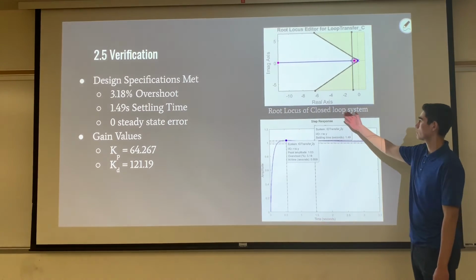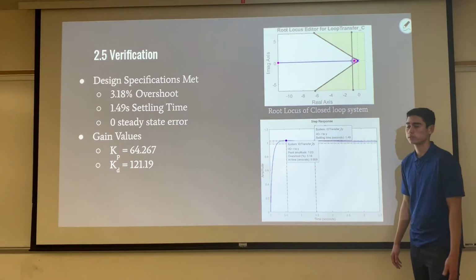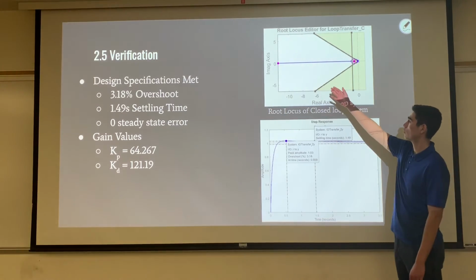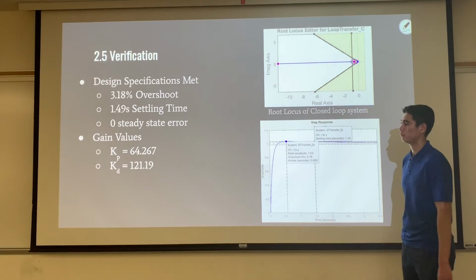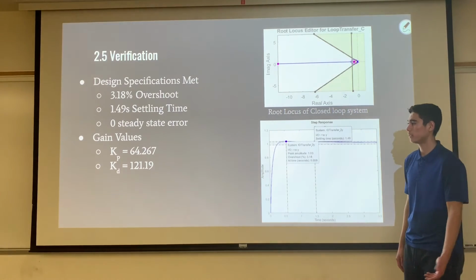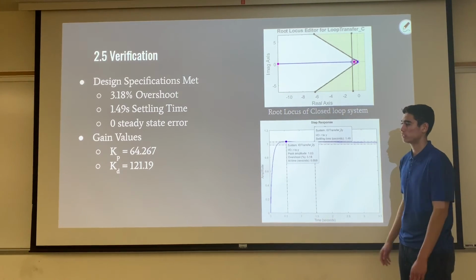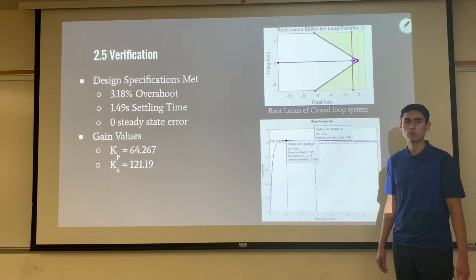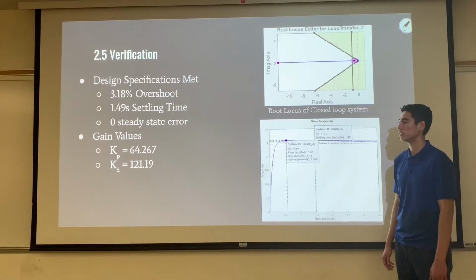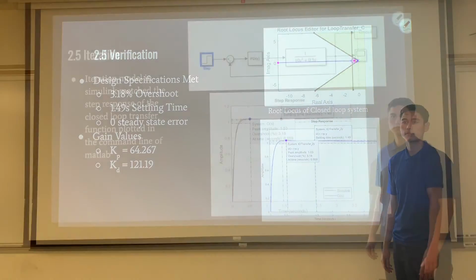Using this root locus closed loop system, we also saw that our system was stable as the only pole lied within the region that it was supposed to lie within. Our gain values were calculated to be 64.267 for KP and 121.19 for KD, which were greater than the values stated previously, therefore those were also valid.